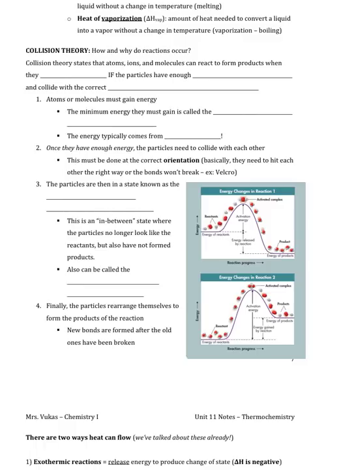All right, for the very last set of notes for today, we are going to take a look at what collision theory is. So, collision theory basically tells us how and why reactions actually occur. The main part of collision theory, and I'm going to break this down for you guys, essentially states that atoms, ions, molecules can react to form products when they collide.